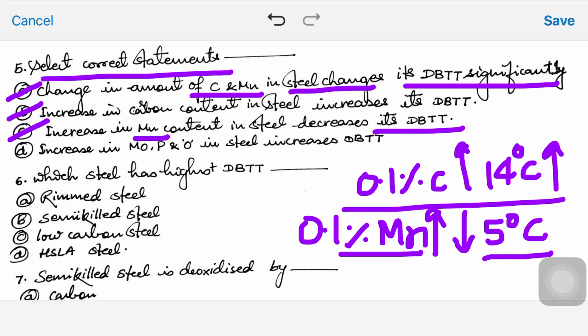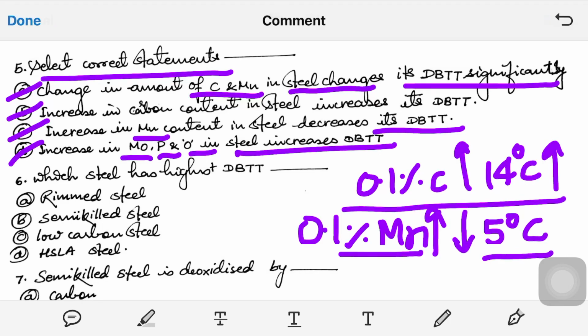The last one, the increase in molybdenum, phosphorus and oxygen in a steel increases DBTT. That is also true. Like carbon, molybdenum also increases the DBTT. Phosphorus is also detrimental for the ductility, or it can increase the brittleness. Oxygen or the oxide has a very large impact in increasing the DBTT also. So all of these increase the DBTT. So in question number 5, in fact, all of the statements are correct. Okay.